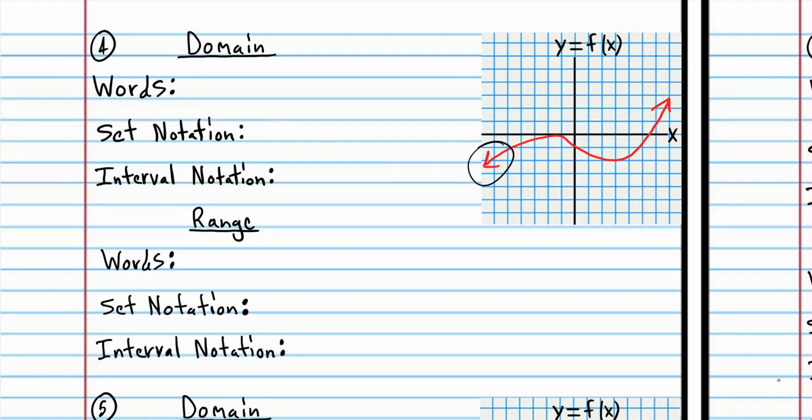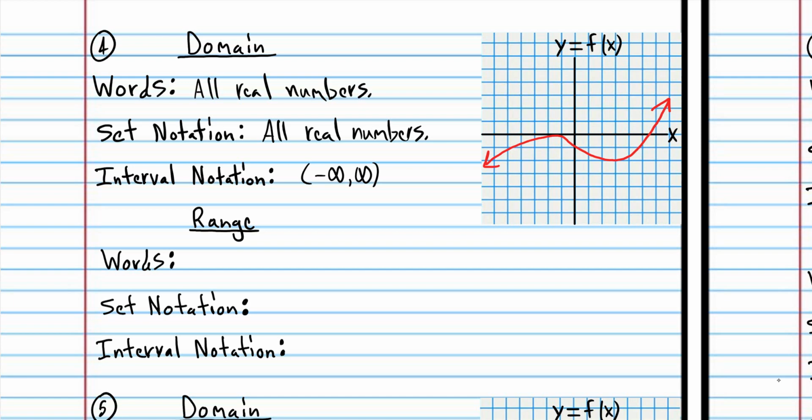Now notice we have arrows on both sides indicating that the graph is going to the left and to the right and never stopping. So the domain is all real numbers. There's nothing that cannot be in the domain as long as the numbers are real, not imaginary. In set notation, we actually do not use the braces anymore. We just say all real numbers. And in interval notation, we say negative infinity to infinity. That's the interval.